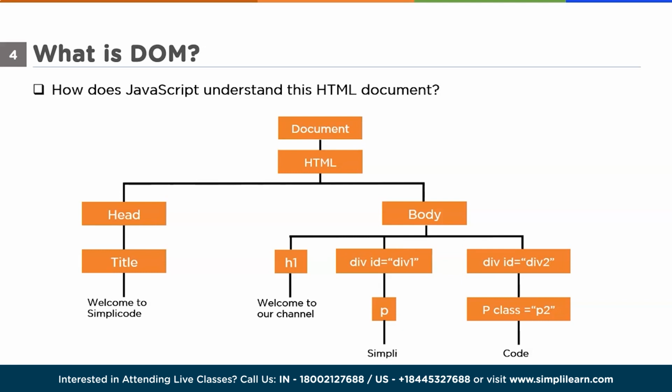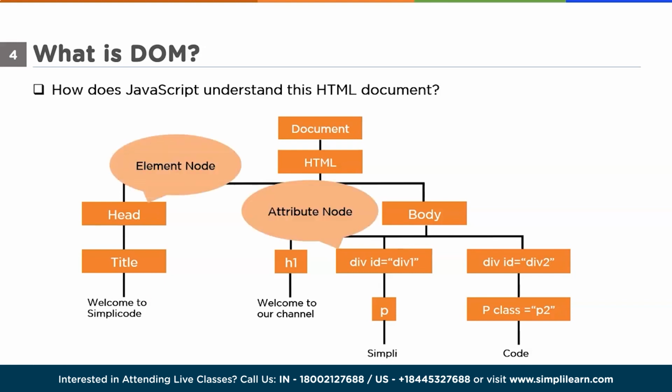JavaScript uses the concept of nodes. It can access nodes of the document object model. There are many types of nodes present in the DOM. The basic three types are element node, attribute node, and text node. The element node consists of all the tags used in the HTML document, like the head tag and the body tag. The attribute node contains the attributes used in the HTML document.